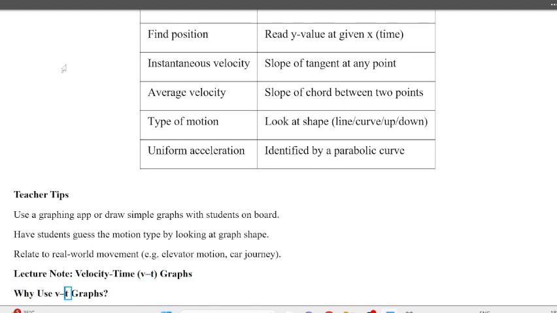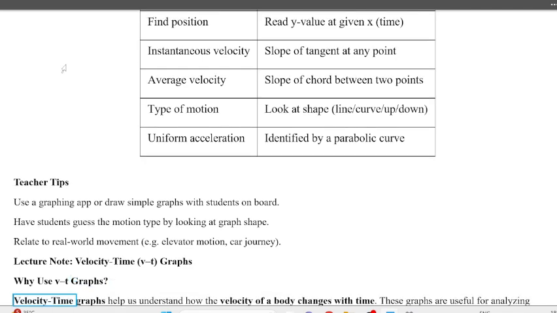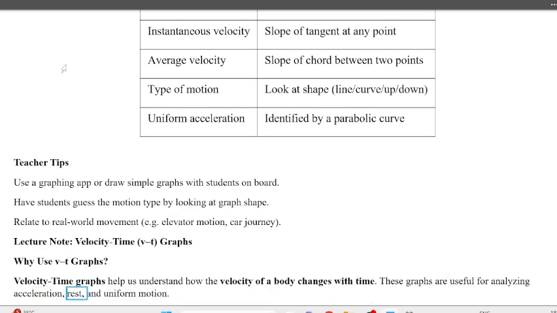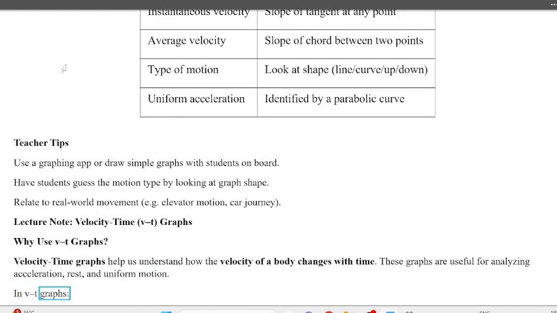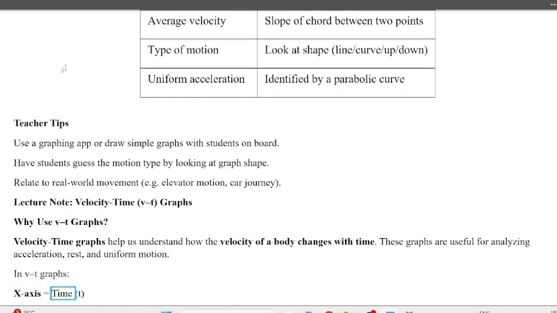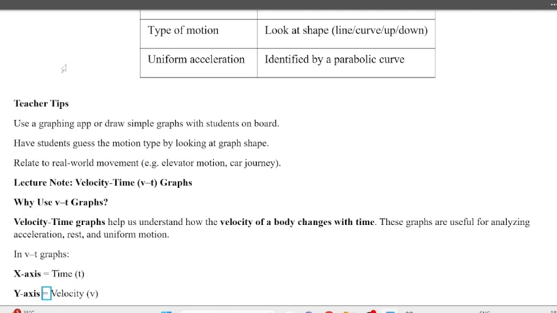Why use v-t graphs? Velocity-time graphs help us understand how the velocity of a body changes with time. These graphs are useful for analyzing acceleration, rest, and uniform motion. In v-t graphs, the x-axis is time t and the y-axis is velocity v.